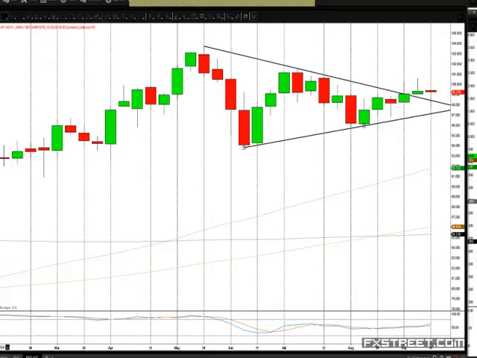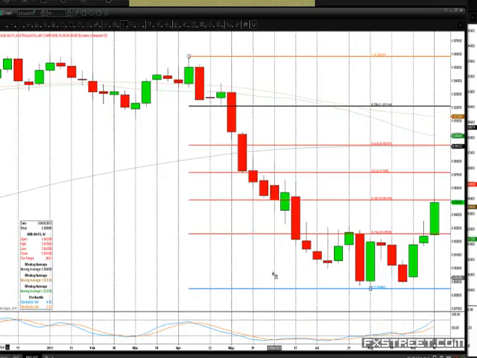What else can we have a look at? Okay, let's keep going. See if we can make this work. Back to what are we looking at? Aussie dollar. Okay, so right. Let's have a look.